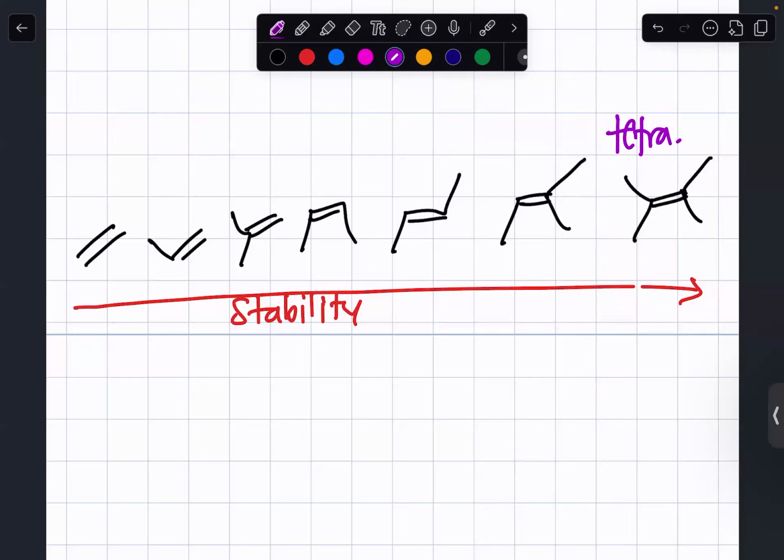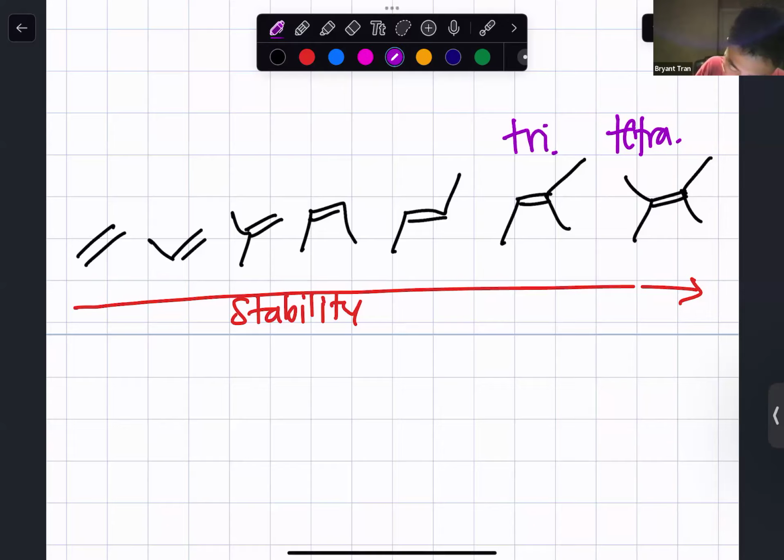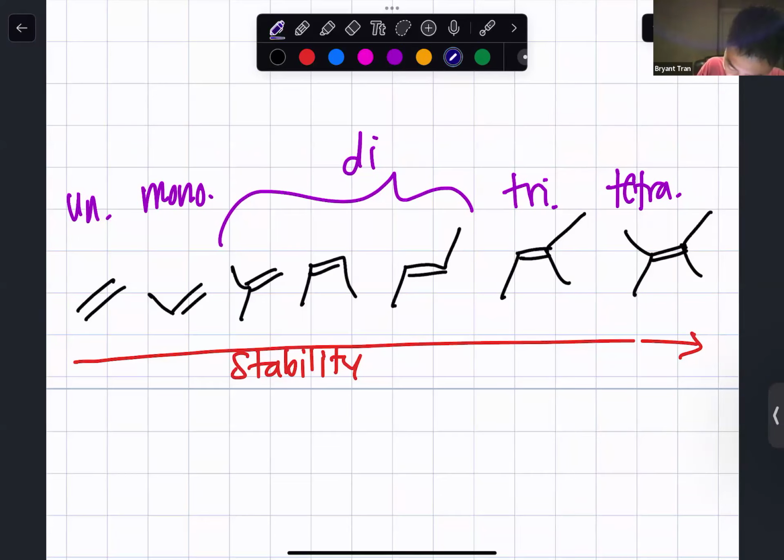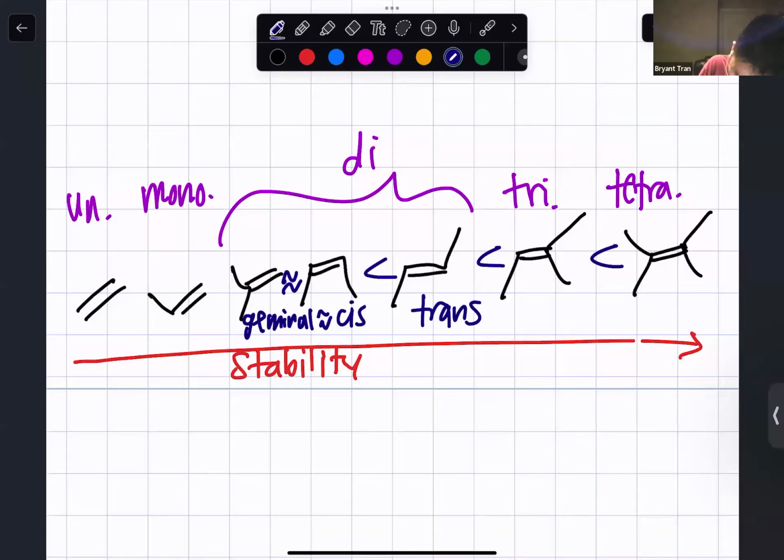So we see that this is a tetra-substituted one, right? And then we see that this right here is a tri-substituted one. These three here are di-substituted. This is mono-substituted, and this is unsubstituted, right? Now this one here, the geminal alkene, is going to be similar in stability to the cis alkene, right? And this is a trans alkene, okay?